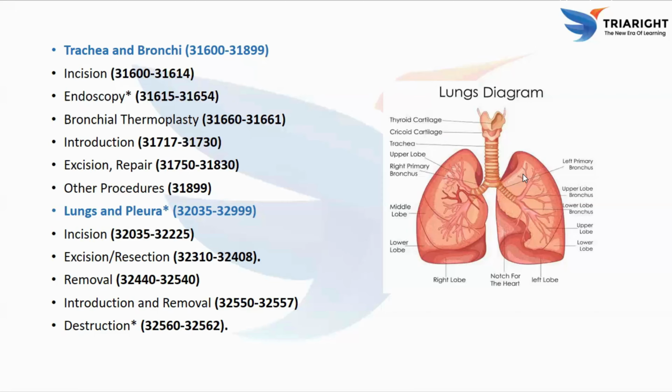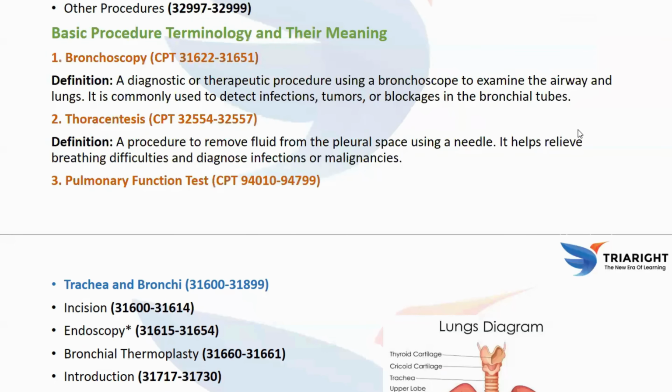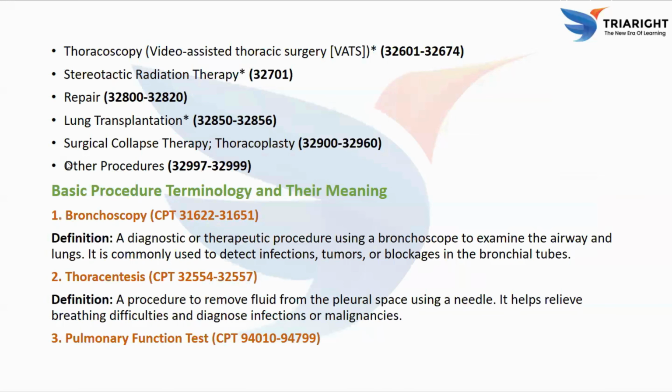And here you can see the picture of the lungs. The right lung has 3 lobes and the left lung has 2 lobes. There is a primary bronchi location and you can also find the trachea location in this picture. So the next subsection is thoracoscopy, video assisted thoracic surgery, nothing but a surgery called VATS. It's a minimally invasive lung surgery using a camera and small incisions.